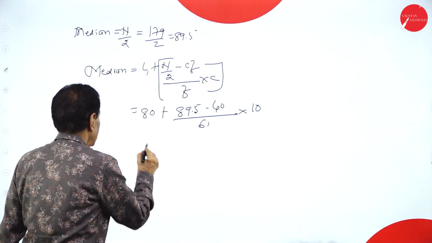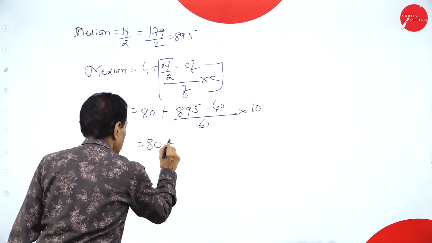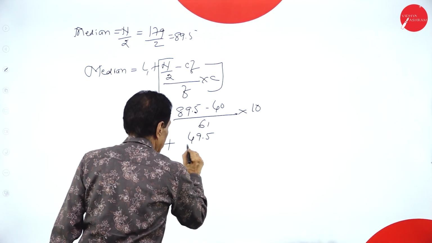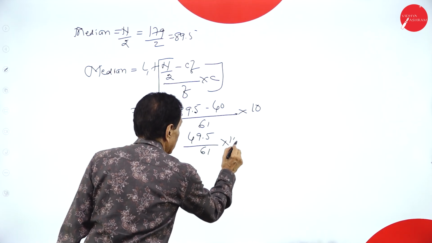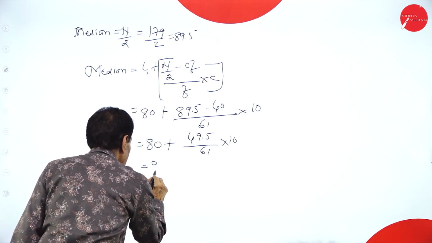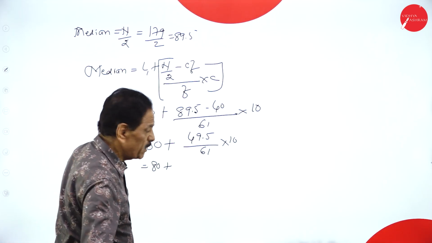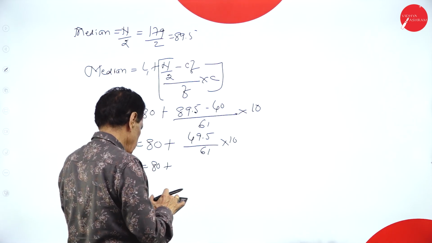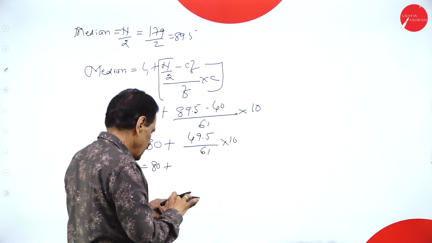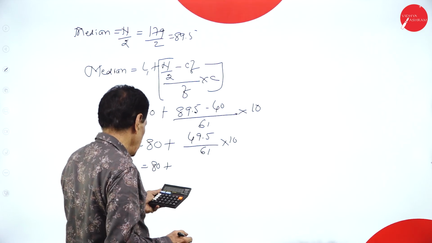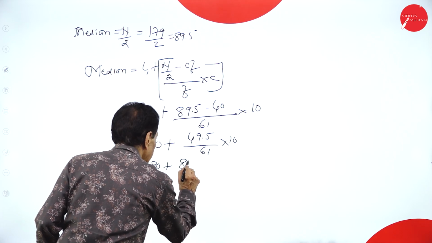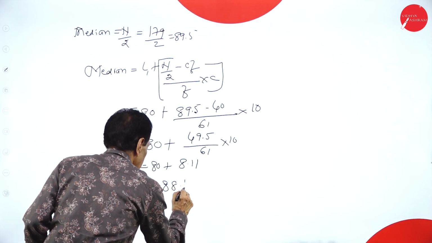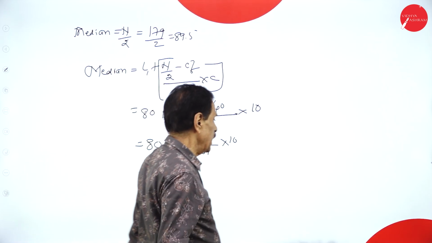Simplify. 80 plus 89.5 minus 40 is 49.5, divided by 61 into 10. Then 80, simplify this. 49.5 into 10 is 495, divided by 61, 8.11. So 88.11. This is the median.